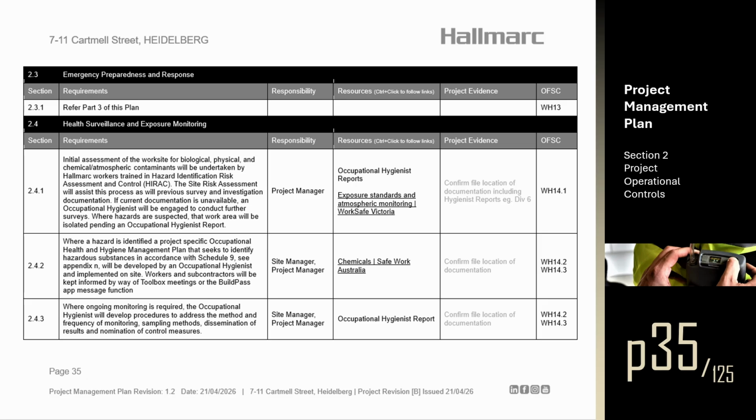Section 2.4.3. Where ongoing monitoring is required, the occupational hygienist will develop procedures to address the method and frequency of monitoring, sampling methods, dissemination of results, and nomination of control measures. Monitoring results shall identify the ongoing suitability, or otherwise, of incumbent control measures. Results of monitoring will be made available to workers by way of BuildPass alerts, toolbox meetings, and/or site notice boards.